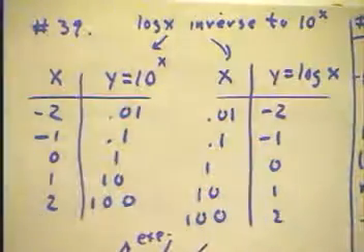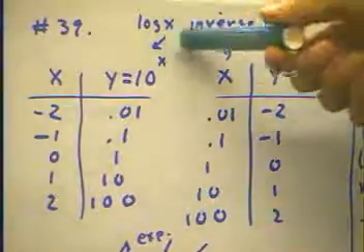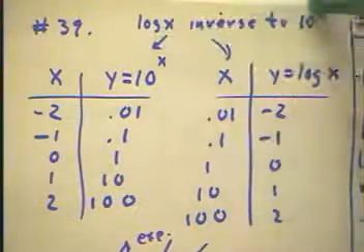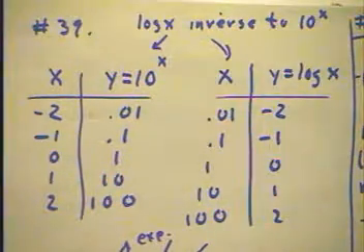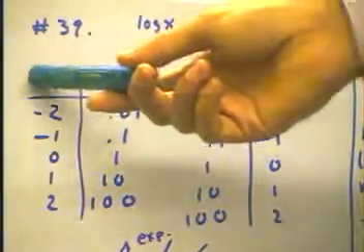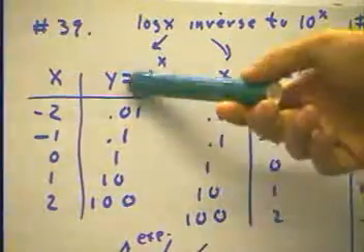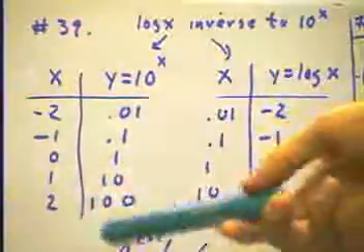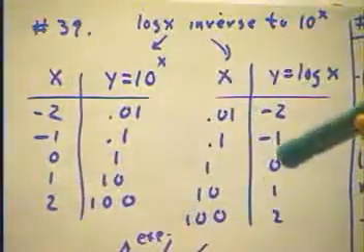In relation to number 39, we recall that log x is the function that's inverse to 10 to the x. So if we have a graph of y equals 10 to the x versus x, this is what we get for a table with x values from -2 to 2 running by integer values.